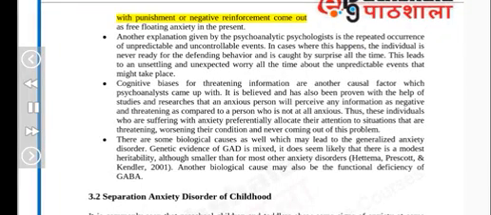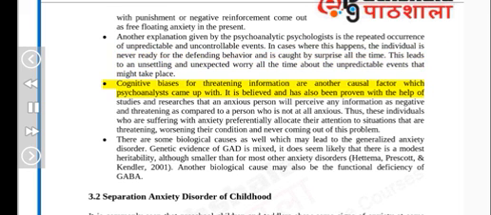With punishment or negative reinforcement come out as free-floating anxiety in the present. Another explanation given by the psychoanalytic psychologists is the repeated occurrence of unpredictable and uncontrollable events. In cases where this happens, the individual is never ready for the defending behavior and is caught by surprise all the time. This leads to an unsettling and unexpected worry all the time about the unpredictable events that might take place.